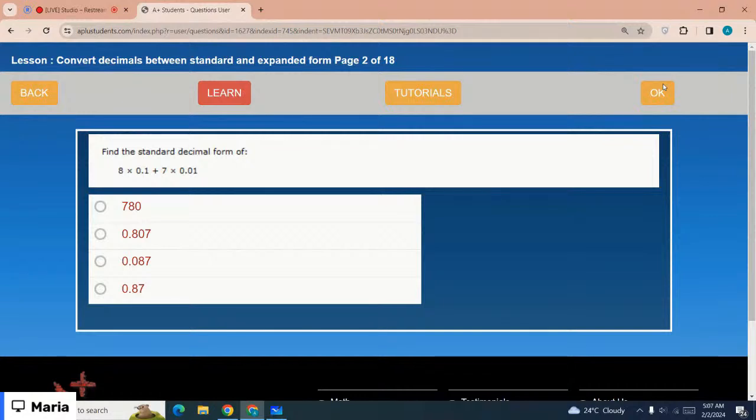Okay, the next one is: find the standard form of 8 times 0.1 plus 7 times 0.01, which is the correct option.